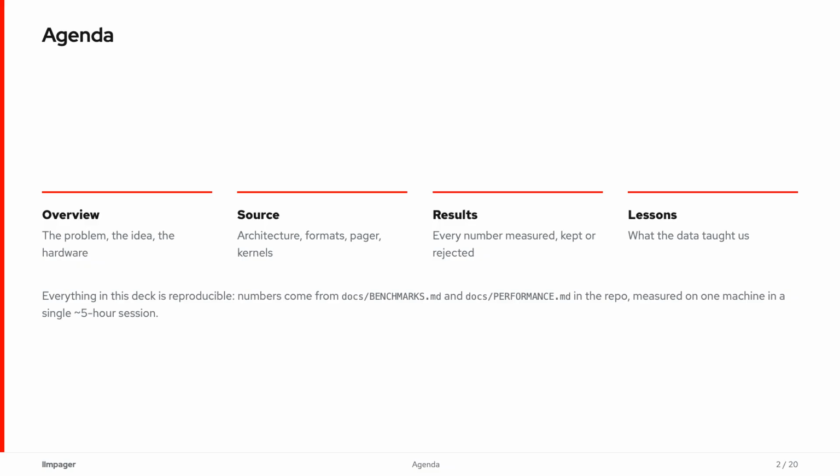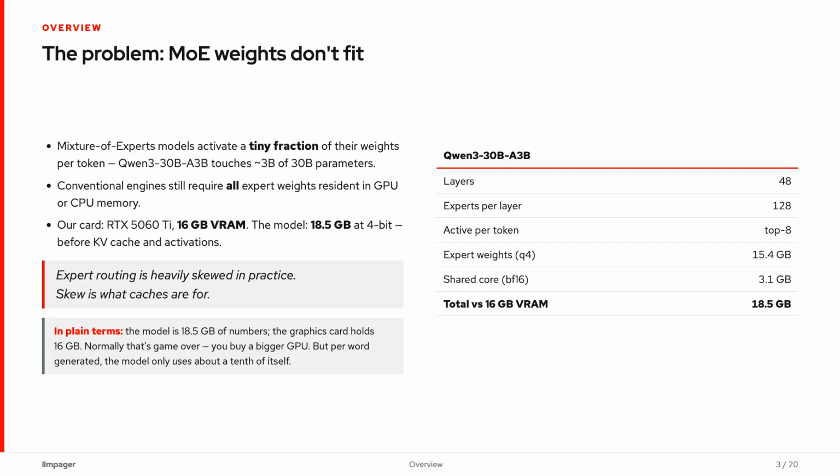Here's the plan for the next few minutes. First, an overview of the problem, the idea, and the hardware. Then the source, how the code is organized, and how the key pieces work. Then results, and every number you'll see was actually measured, including the experiments that failed. And finally, the lessons we took away. Everything here is reproducible from the benchmark documents in the repository, and the whole project was built in a single 5-hour session.